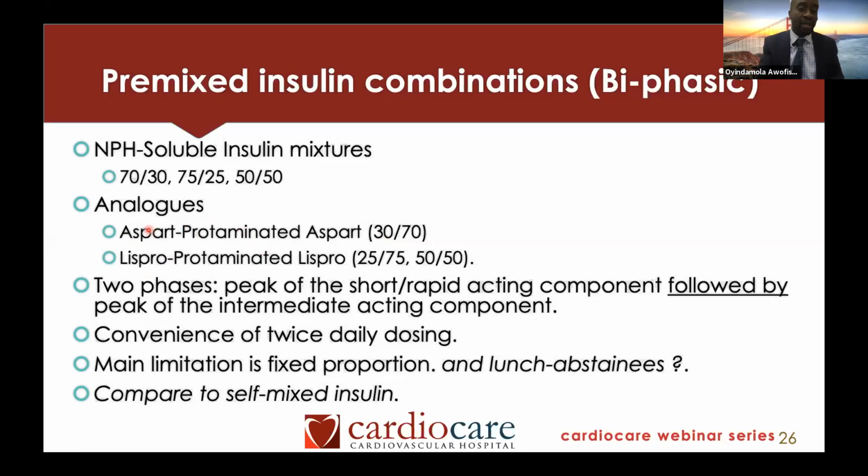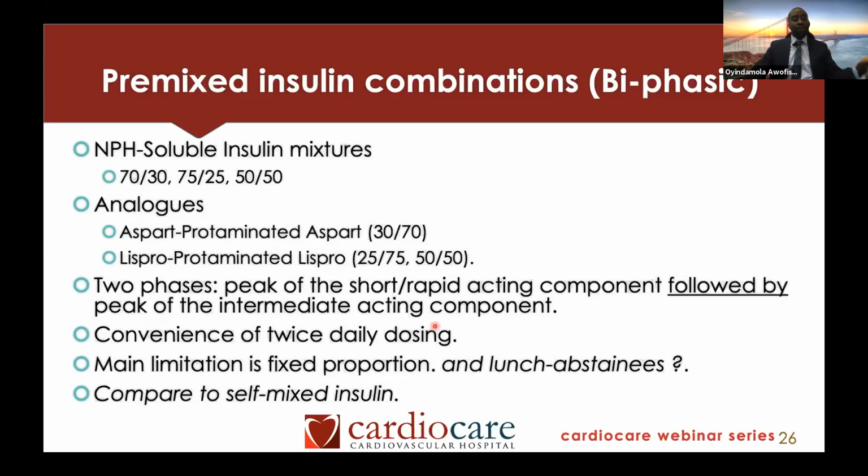So this is a short-acting component with an intermediate-acting component. The longer-acting component is the larger component. So it's the 70, 75, and the 50. These premixed insulins are also known as biphasic insulin, and that's because they have two peaks. There's a peak from the short-acting component, and then there's a peak of the intermediate-acting component. The peak of the short-acting component is usually higher than the peak of the intermediate-acting component, okay?